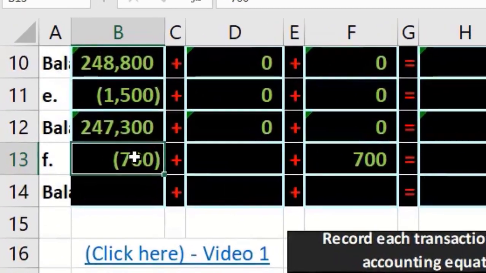What did happen? One asset account went up, and one asset account went down. So no result in total assets. One's going up, one's going down, however. All right, so then we're gonna bring down the balances.